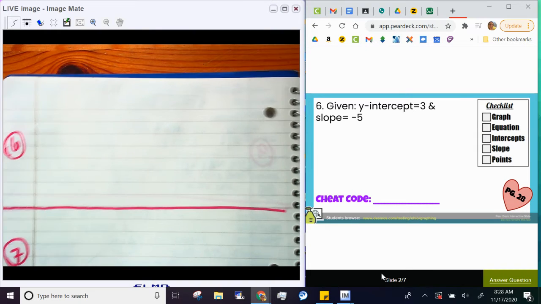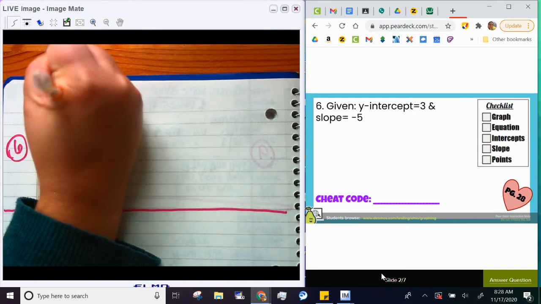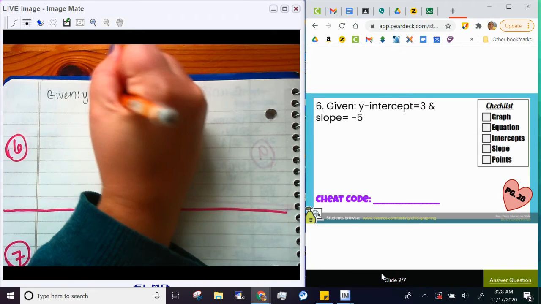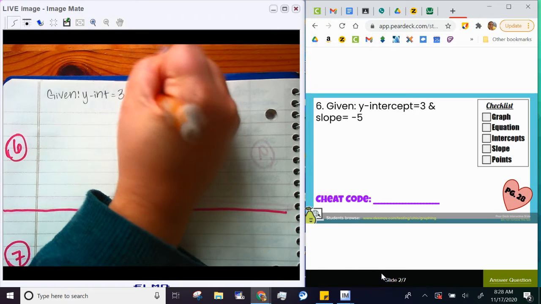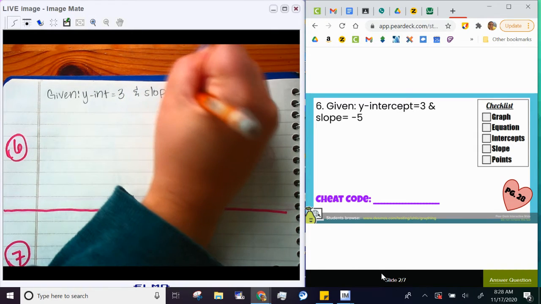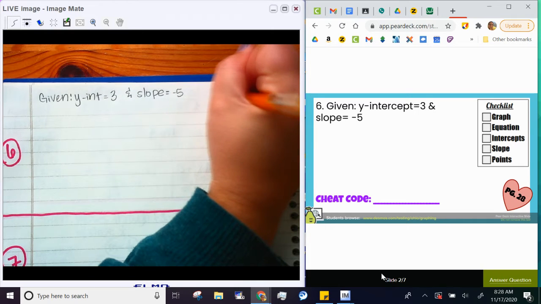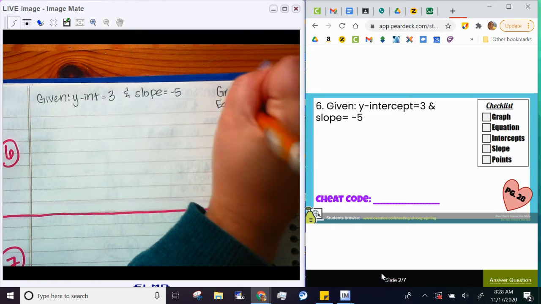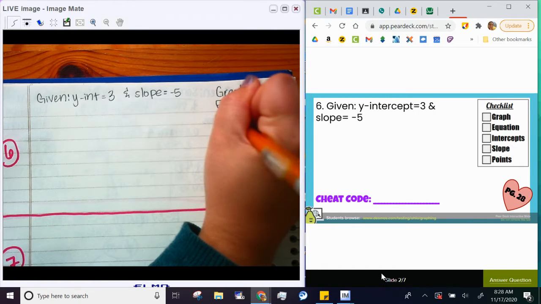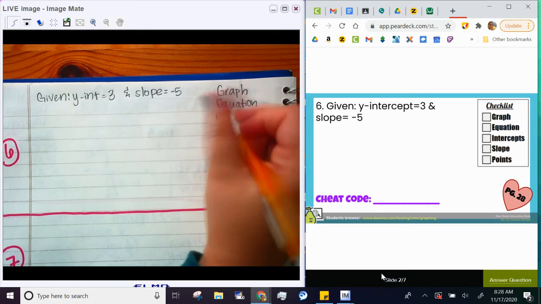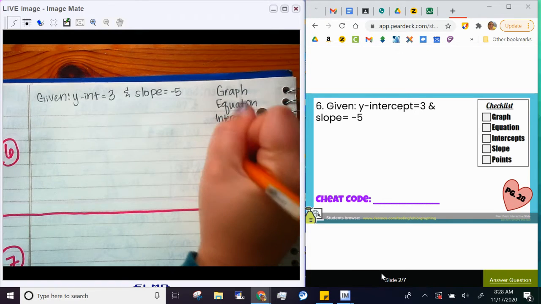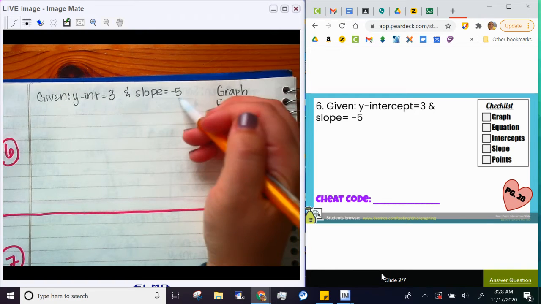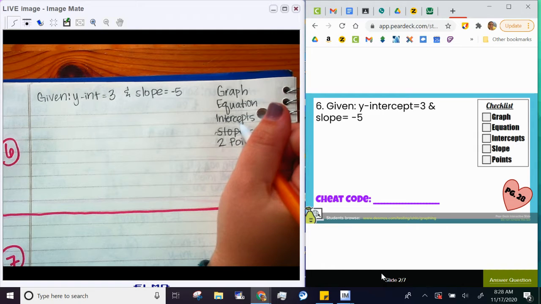So for this first one, number 6, it says given the y-intercept of 3 and a slope of -5. And remember, we've got to do the graph, the equation, the intercepts, slope, and 2 points. And it always helps me to write these down so I can mark them off as I go. So I know I already have the slope because it's -5. I've got one of the intercepts, but I don't have the other one yet.